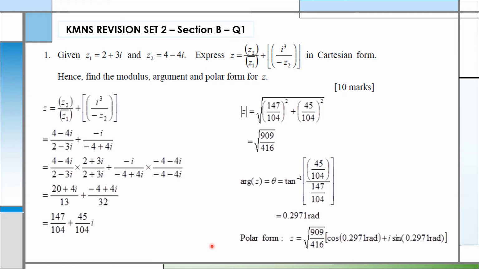So a topic 1 question will always be like this, and please make sure that you get the optimum marks for the question.